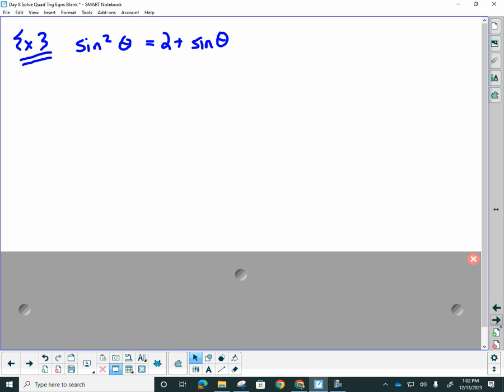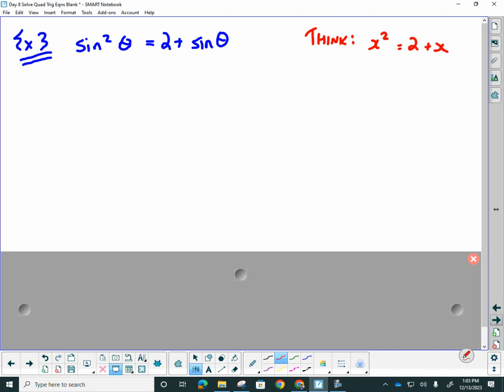So the last one we're going to do is sine squared equals 2 plus sine theta. This doesn't look much different. I'm not going to have to use any double angles. I'm not going to have to use any compound angle formulas or anything like that. And it does remind me of one thing. I see that it is sine squared, so I see that it's x squared equals 2 plus x.